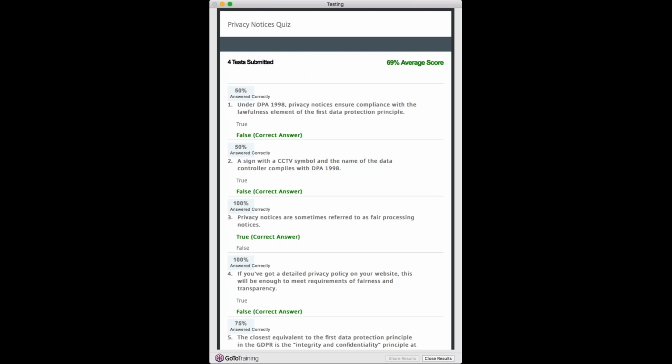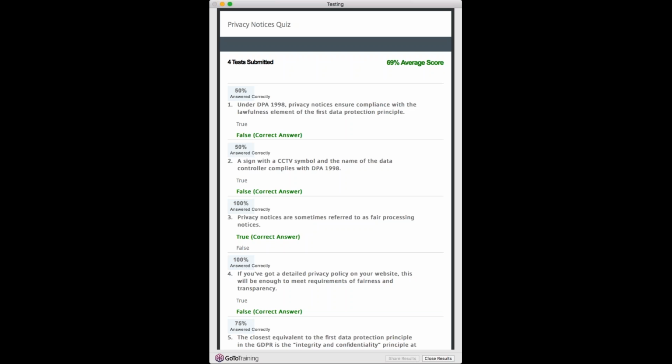First off, under the Data Protection Act, privacy notices ensure compliance with the lawfulness element of the first data protection principle. That's actually false. It's actually the fairness element of the first data protection principle.